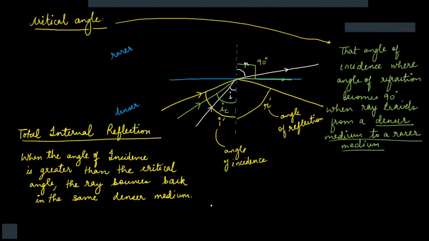In total internal reflection, the angle of incidence is greater than critical angle. I hope you have understood the concept.